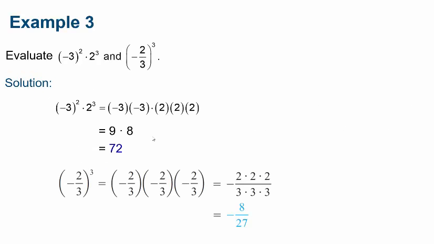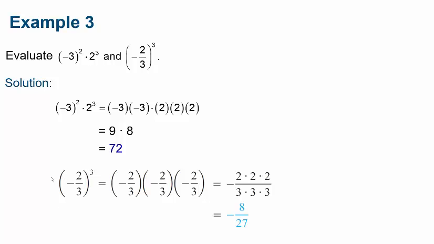All right, let's try this. Let's evaluate these. So I have in parentheses negative 3 squared times 2 to the 3rd, and then finally in parentheses negative 2/3 cubed. Okay, so we'll work this one first. So in parentheses negative 3 squared is the same as negative 3 times negative 3, times 2 cubed. So we have to do the exponents first. This is 2 times 2 times 2. So evaluating the exponents first, negative 3 squared gets me negative 3 times negative 3, which is 9. 2 cubed gets me 2 times 2 times 2, which is 2 times 2 is 4, times 2 gets me 8, and 9 times 8 gets me 72.